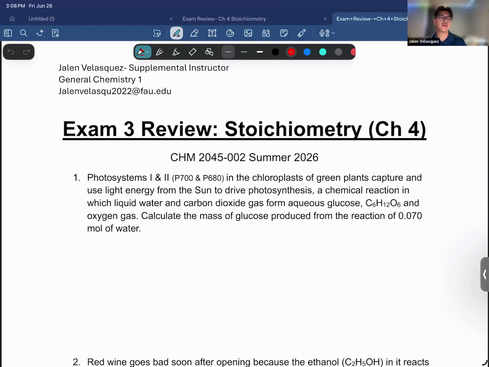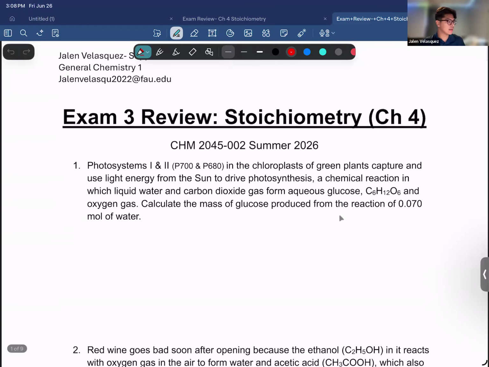Number one here says that photosystems one and two in the chloroplasts of green plants capture and use light energy from the sun to drive photosynthesis, a chemical reaction in which liquid water and carbon dioxide gas form aqueous glucose and oxygen gas. It asks us to calculate the mass of glucose produced from the reaction of 0.07 moles of water.